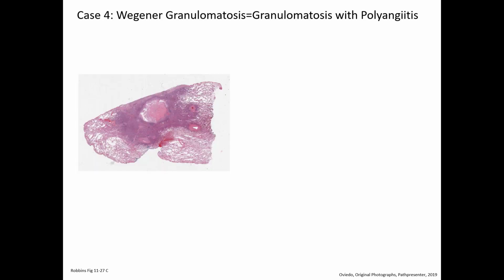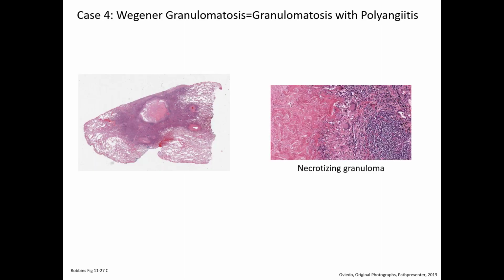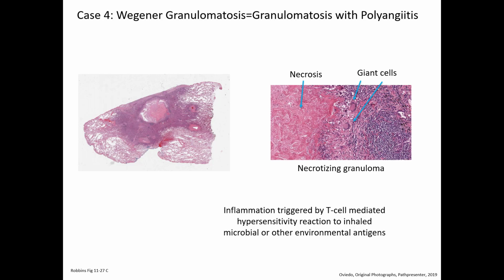Case 4 is Wegener granulomatosis, which is the same as granulomatosis with polyangiitis. Here is our slide. On high power, you can see this is the necrosis, and here are the giant cells. In Wegener granulomatosis, the inflammation is triggered by T-cell mediated hypersensitivity reaction to inhaled microbial or other environmental antigens. You will recall this also affects the upper airway. Approximately 95% of patients will be positive for PR3 ANCA.